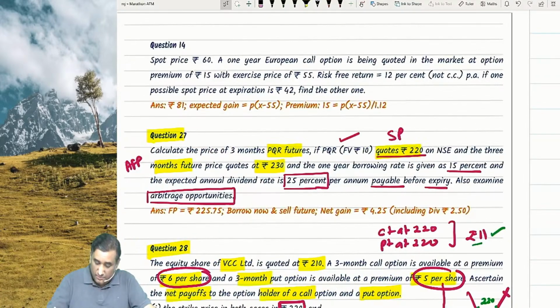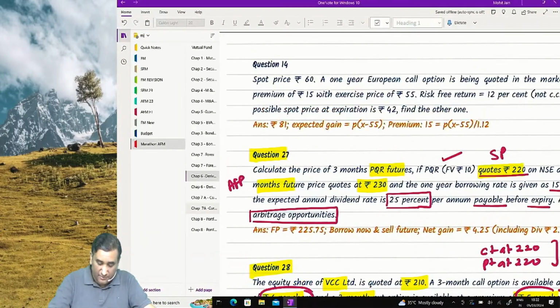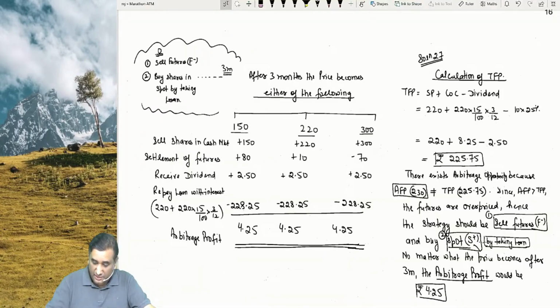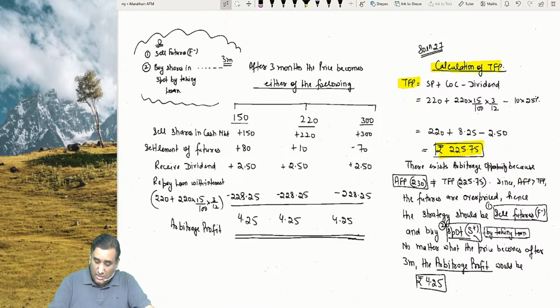Try this out. The first step is to calculate TFP. TFP is nothing but spot price plus cost of carry minus rent. I think what you end up getting is 220 plus 0.5, 25.75. Now, if it's a 4 marks question, show the working.